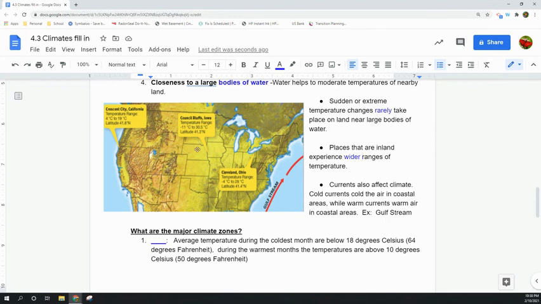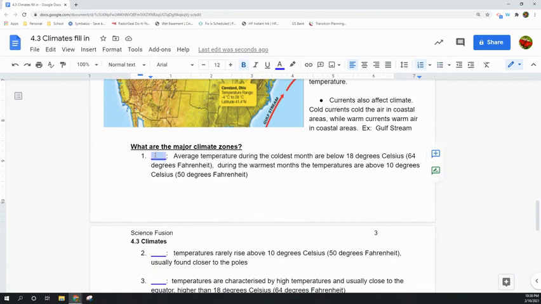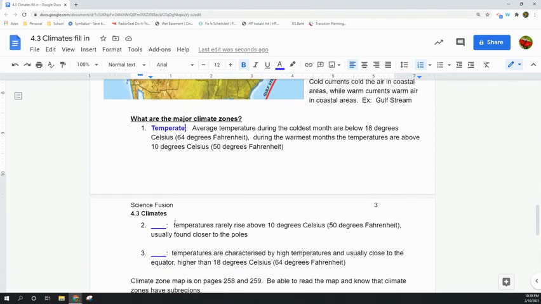There are 3 major climate zones. The first climate zone is the one that we live in, and this is temperate. The average temperature during the coldest months is 18 below degrees Celsius, which is 64 degrees Fahrenheit, to the warmest months of the year, which are 10 degrees Celsius or above, 50 degrees Fahrenheit.